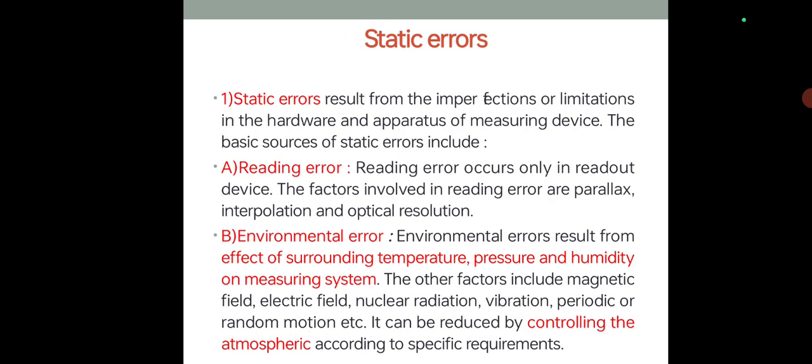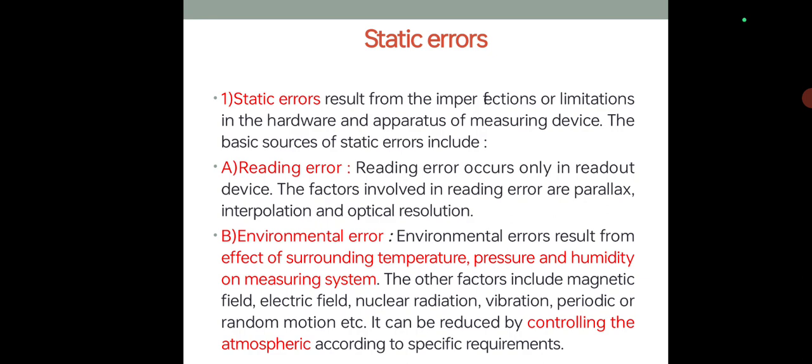Then what is static error? These errors result from the physical nature of various components of the measuring system. In static errors we have three types. First one is reading error. These errors occur due to carelessness of the operator. They mainly occur due to wrong scale reading, wrong recording of data, and also incorrect conversion of units of calculation.